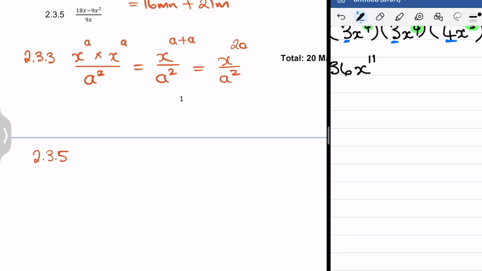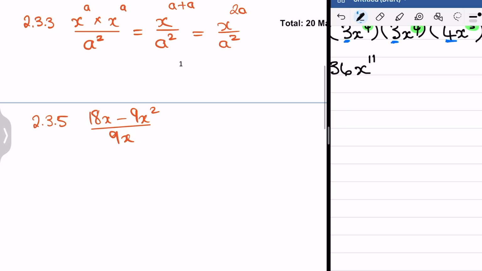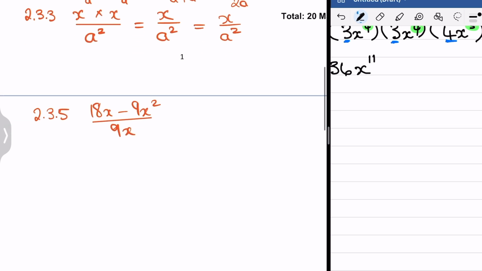Then 2.3.5, the last one here, I'll just do it at the bottom. That is 18x minus 9x to the power of 2 all over 9x. So this is a fraction, a little bit different from the other fractions, but I think we had one in the previous test, or not. This is the first one maybe.